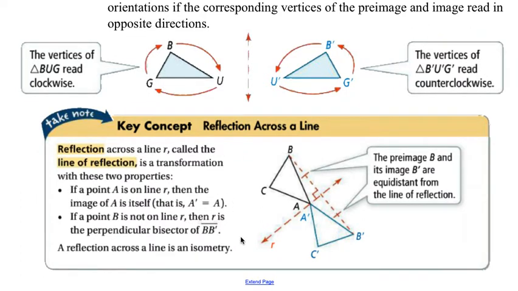So a reflection across a line, and this line has a special name called the line of reflection, has two properties. The first one is if a point A is on the line, so if you have a vertex that's actually on the line of reflection, then its image is the same as the pre-image. And if a point B is not on the line, then its image is the same distance from that line and is on the perpendicular bisector of the line.